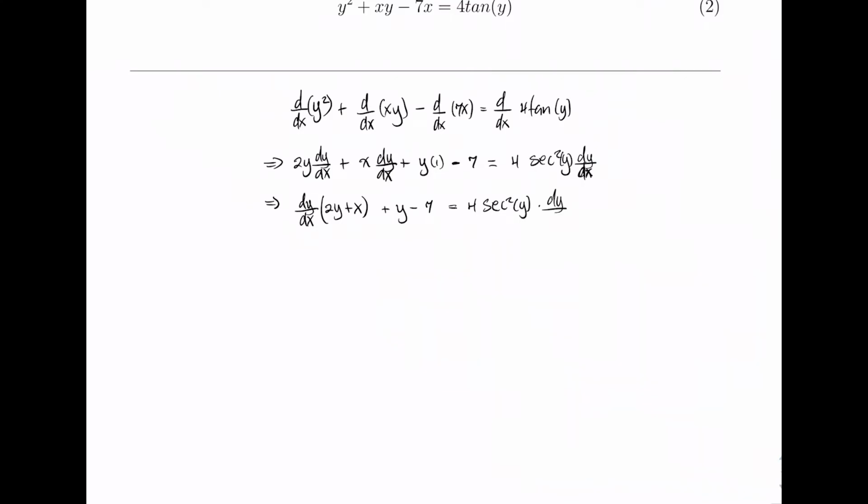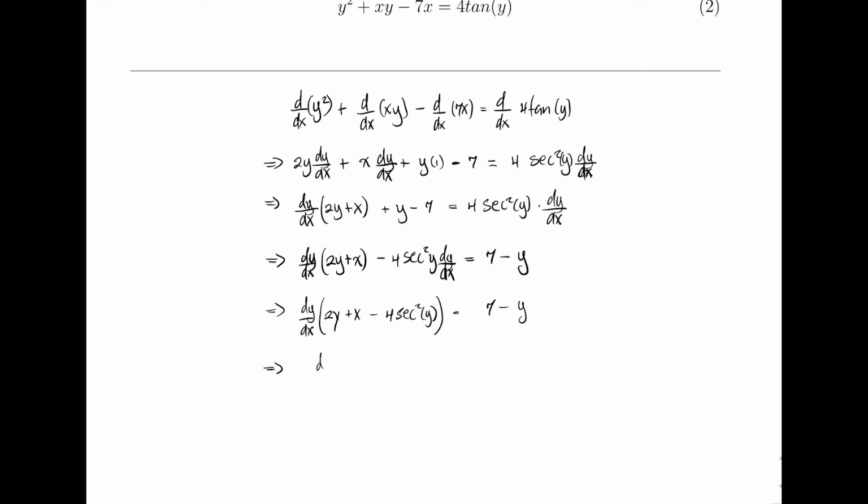And now we bring over dy/dx from the right hand side along with 4 sec squared, which gives us dy/dx times (2y plus x) minus 4 sec squared y times dy/dx equals 7 minus y, which then we can factor out dy/dx out of the left hand side expression. This then gives us dy/dx times (2y plus x minus 4 sec squared y) equals 7 minus y. Then we transpose for dy/dx, giving us dy/dx equals (7 minus y) divided by (2y plus x minus 4 sec squared y). And that is our final answer.